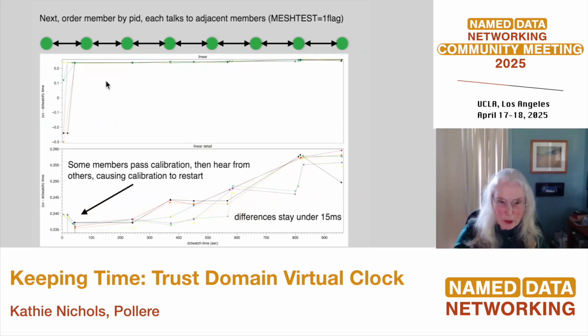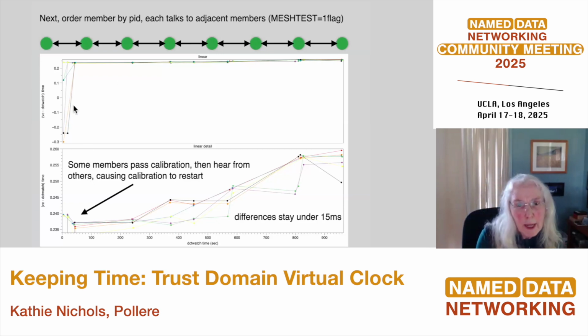This gets arranged in a line, and you can see what's happening here. If you look at the upper one, there's all this stuff, and then we get things that are closer together. But when I blew up the upper part, you can see some of these members pass their calibration, so they think they're calibrated, then they hear from others, so the calibration starts going again. That's why we get multiple logged messages, and the differences did stay under 15 milliseconds, which is what we wanted.